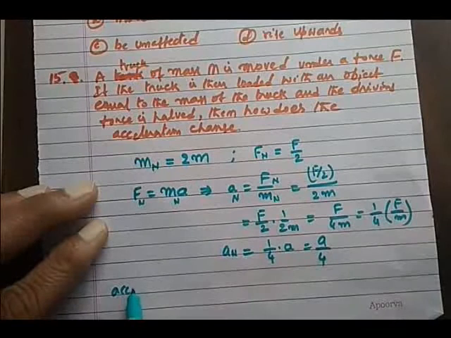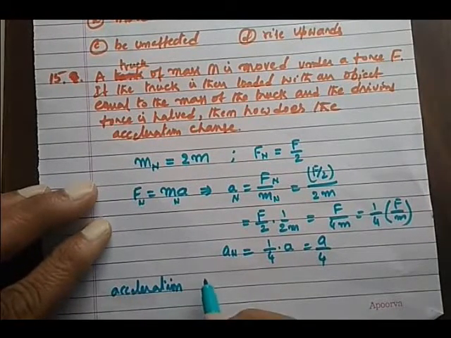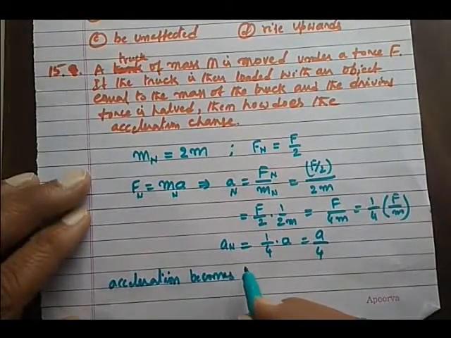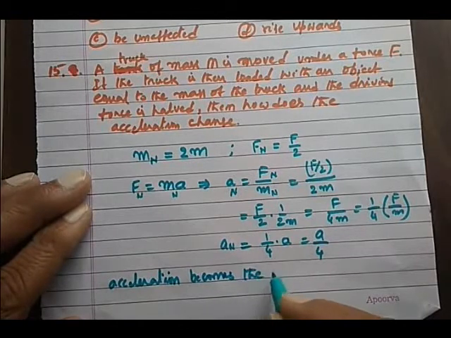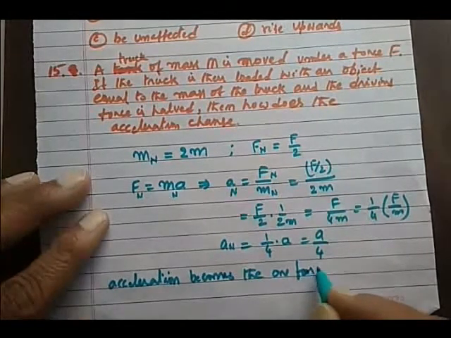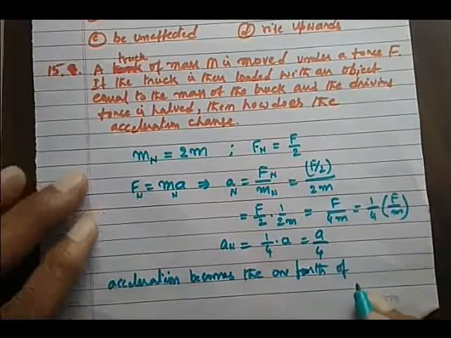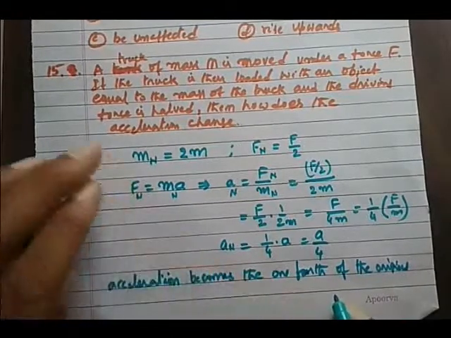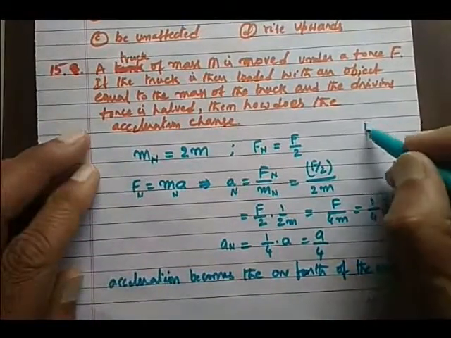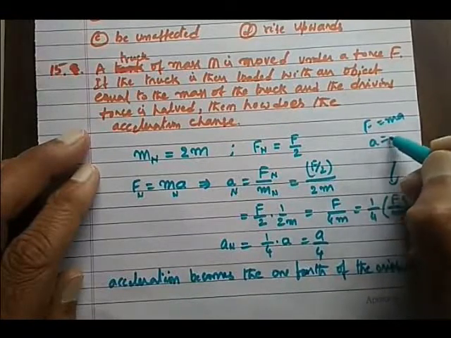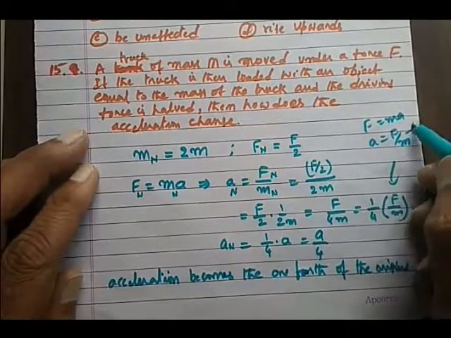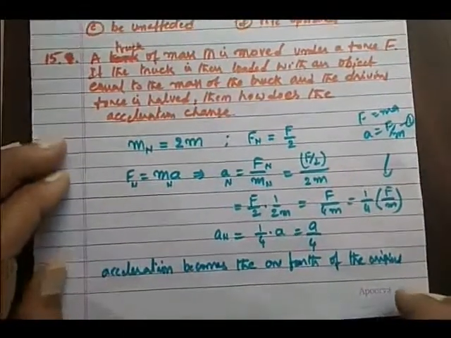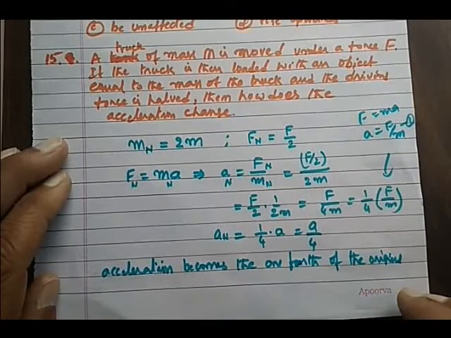So acceleration becomes 1/4 of the original. Okay, this is how this has come. F is equal to ma, A is equal to F by m. This always we can treat it as equation 1. Okay. Such a simple problem can come for 2 marks like that.